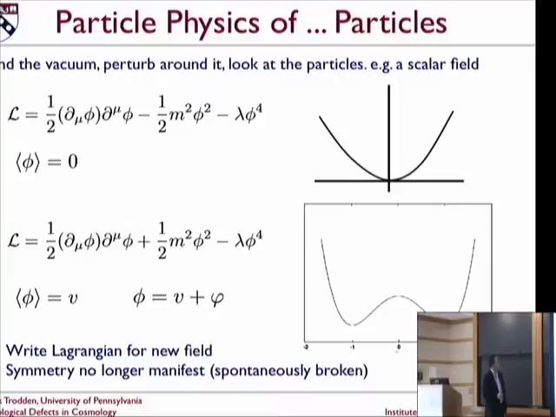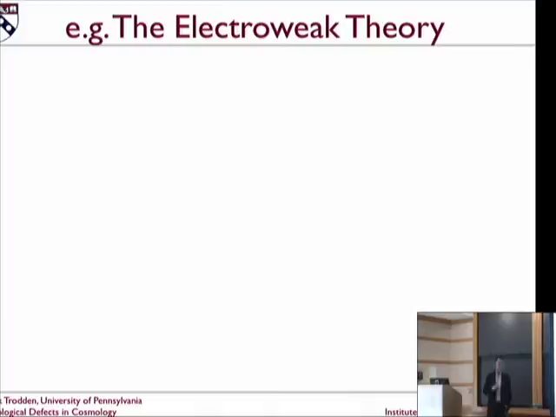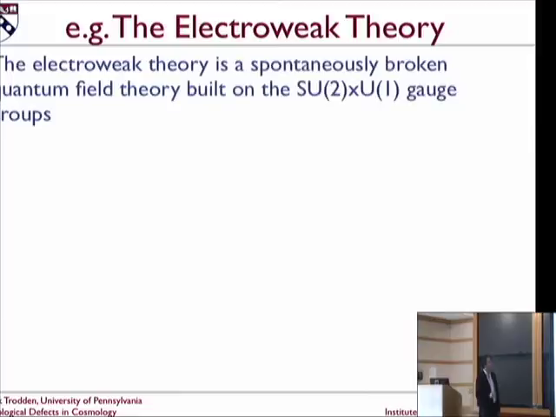Now, just an example of this is the electroweak theory. So electroweak theory is the theory of the weak and electromagnetic interactions unified together. So it's a spontaneously broken quantum field theory built on SU2 cross U1 gauge groups.